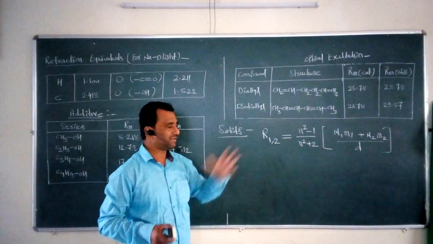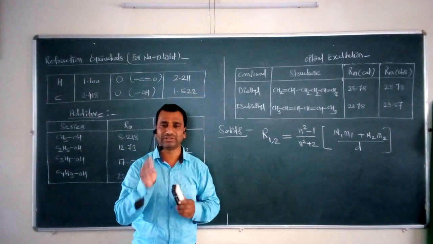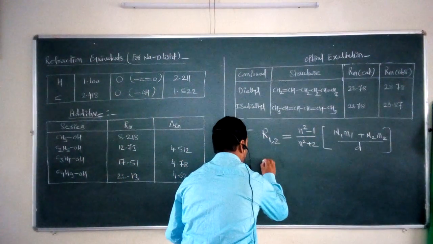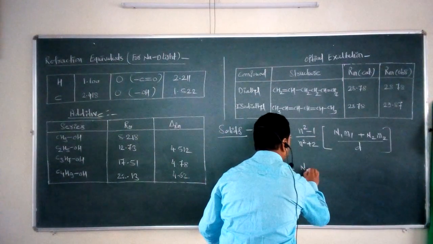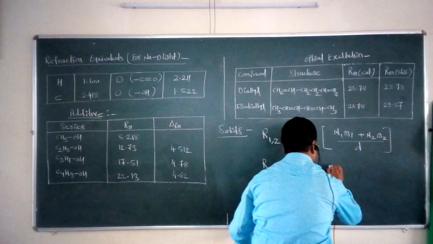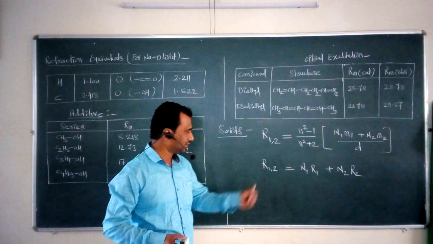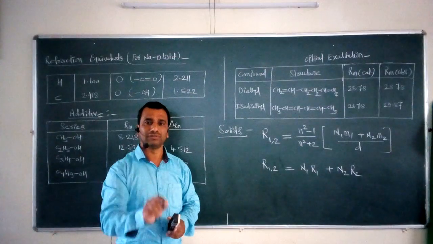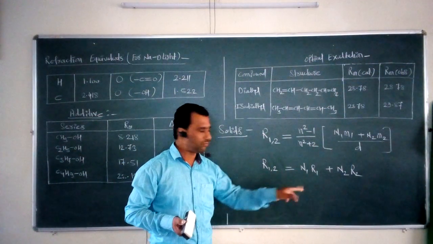Now the molar refraction of a solution may be correlated with that of the molar refraction of solvent and solute. By the next equation, we may write R1,2 is equal to N1 into R1 plus N2 into R2. This is the next relationship between the molar refraction of a solution and that of the solvent and solute.